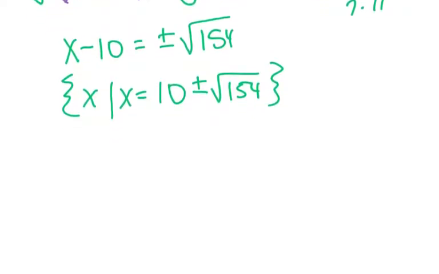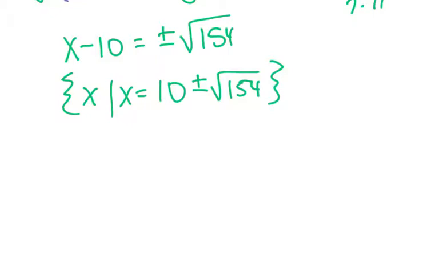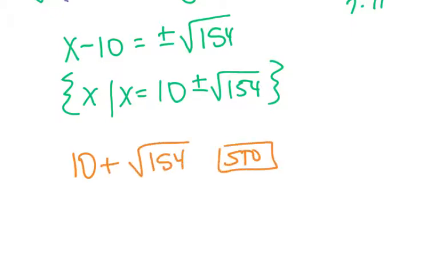Now usually when we get an answer like that, it feels kind of uncomfortable. We're not really used to seeing solutions that look like that. So try this on your calculator. Type in 10 plus the square root of 154. Store it in your x button. When you say store, it gives you a little arrow and you're going to put it in x. And it has to be the x button. Don't do the alpha button. Do the one that says x theta, that one.